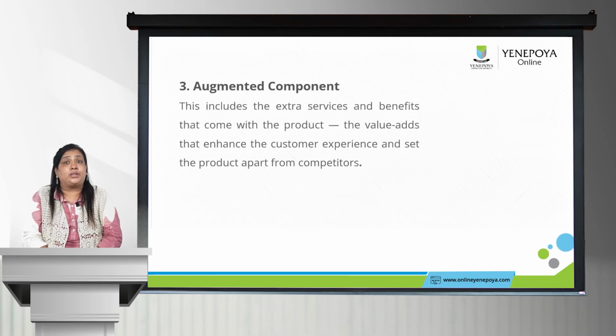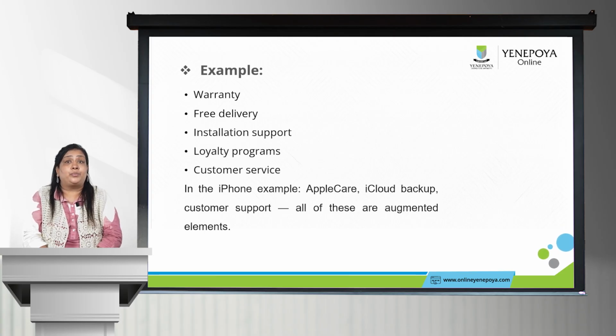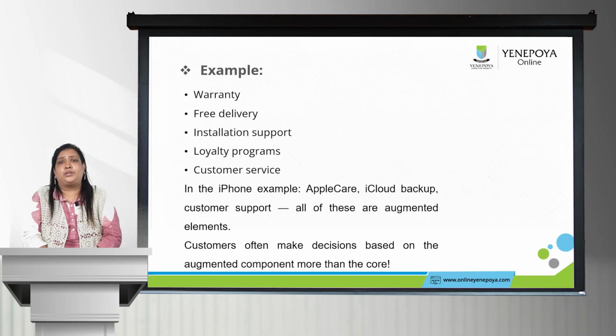This includes the extra services and benefits that come with the product. The value adds that enhance the customer experience and set the product apart from the competitors. Examples: warranty, free delivery, installation, support, loyalty programs, and customer service. In the iPhone example, AppleCare, iCloud backup, and customer support are all augmented elements. Customers often make decisions based on the augmented component more than the core.